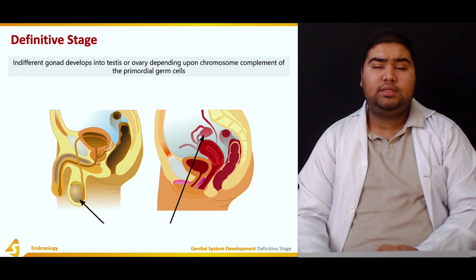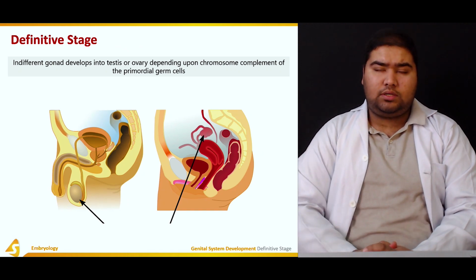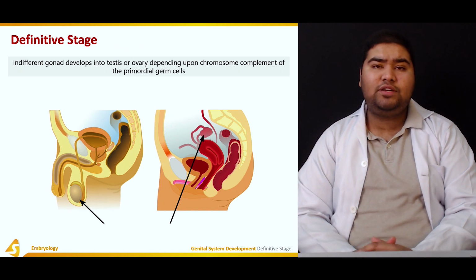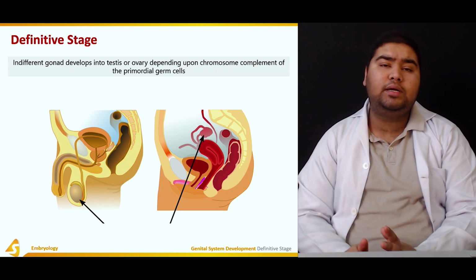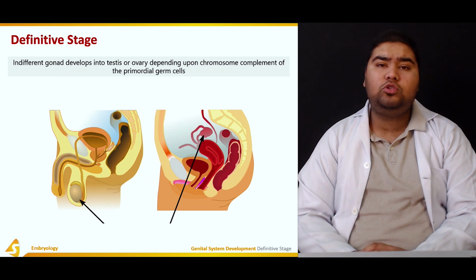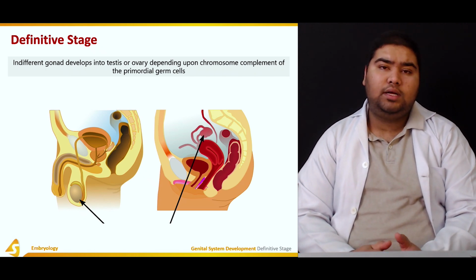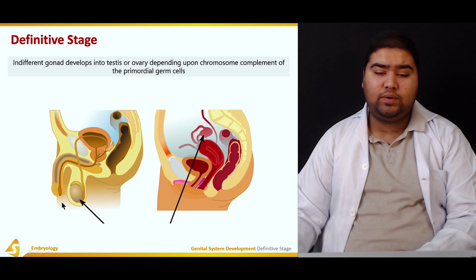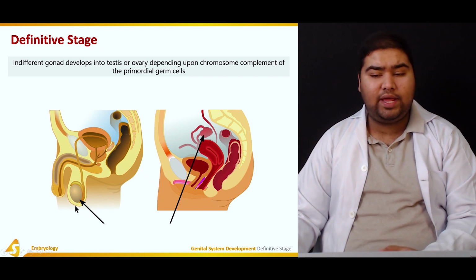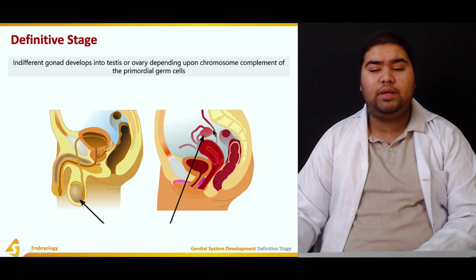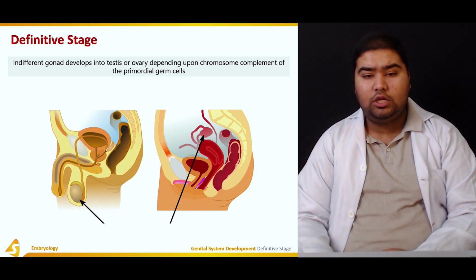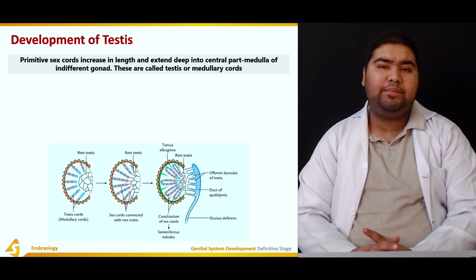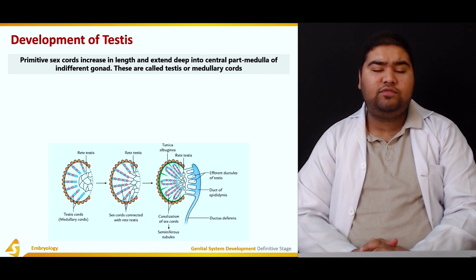So starting with the definitive stage, the indifferent gonad has to develop into an adult gonad, depending upon the chromosomal complement of the individual. It can either develop into a testes if it has an XY complement, or it can develop into an ovary if it has an XX complement. So how does this development take place? First of all, let's take up the development of testes.